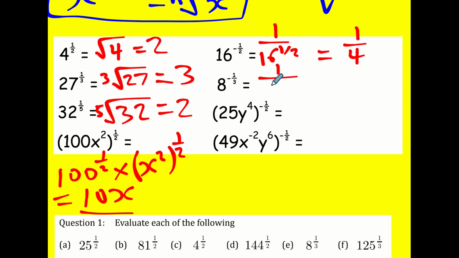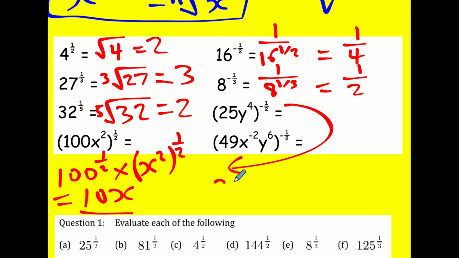This next one, deal with the negative first. 1 over the 8 to the power of a third, which is the cube root of 8, and that is 1 over 2. This one, I'm going to come down here, we're going to need to do what we did here.